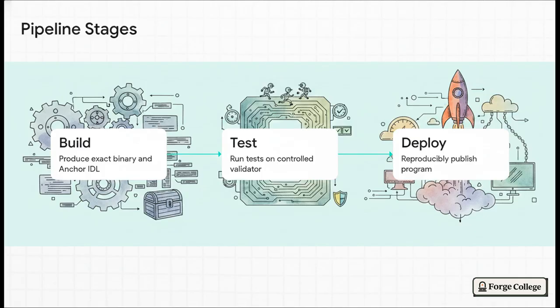No exceptions. Step 2 is the test stage, which must run deterministic unit and integration tests against a completely controlled validator instance. And step 3 is the deploy stage. This stage must reproducibly publish that compiled program binary and emit stable deployment artifacts that your front-end or other services can easily consume. The main takeaway here? Each stage must guarantee absolute reproducibility before passing the baton to the next one.